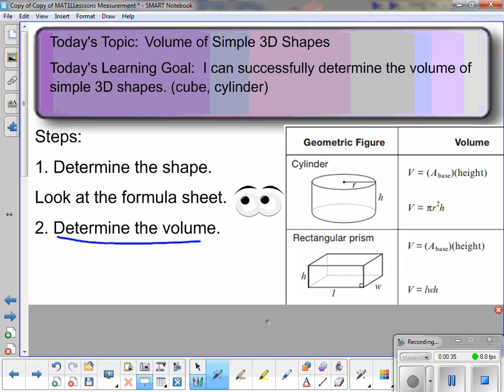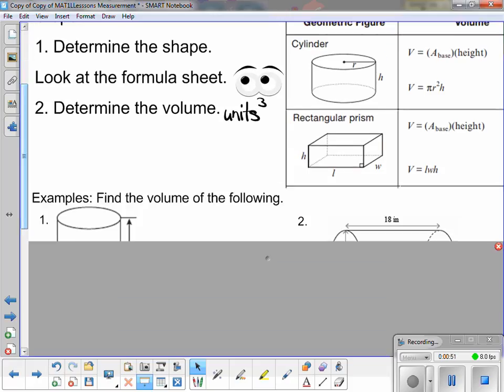Now this time what happens when we're looking at units, it's going to be units cubed this time. Notice we started with nothing, just units, then area was squared, now volume is going to be cubed. So let's take a quick look.